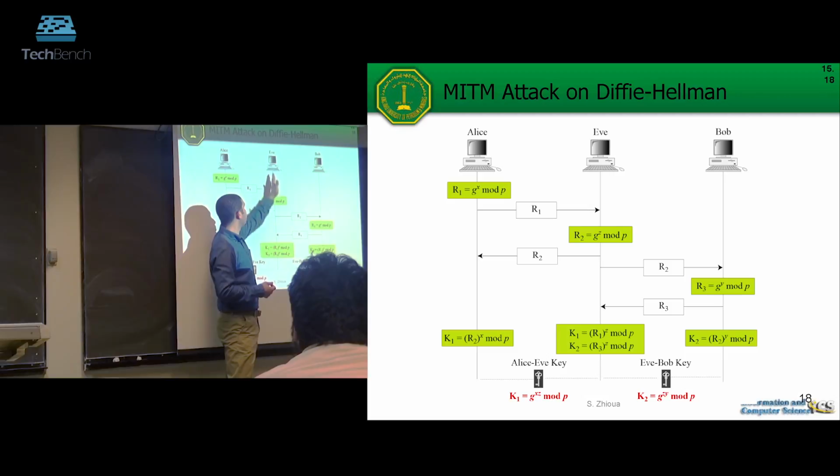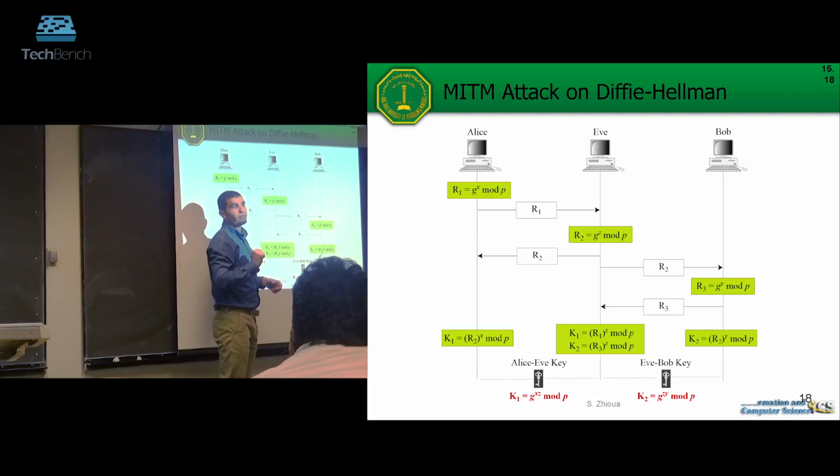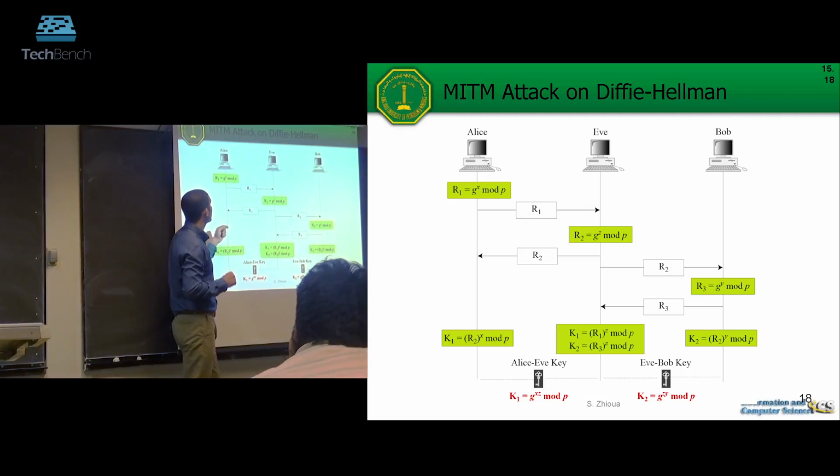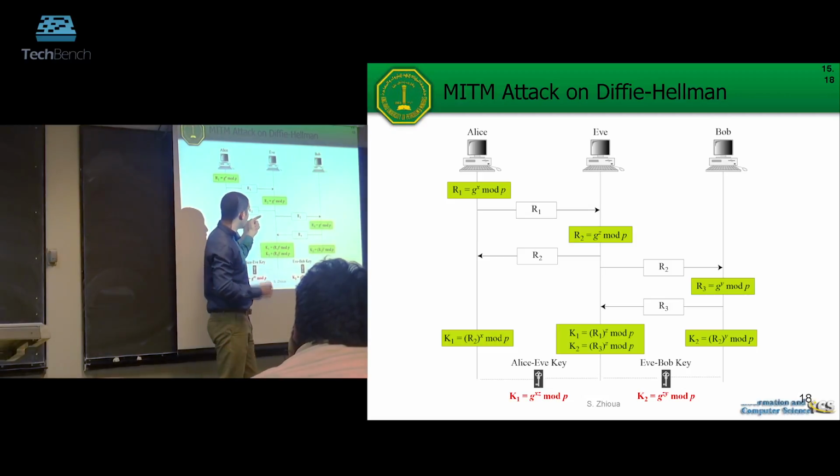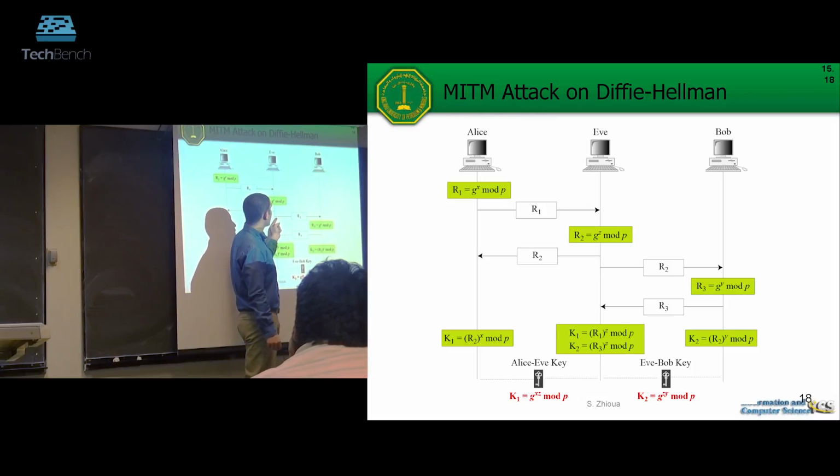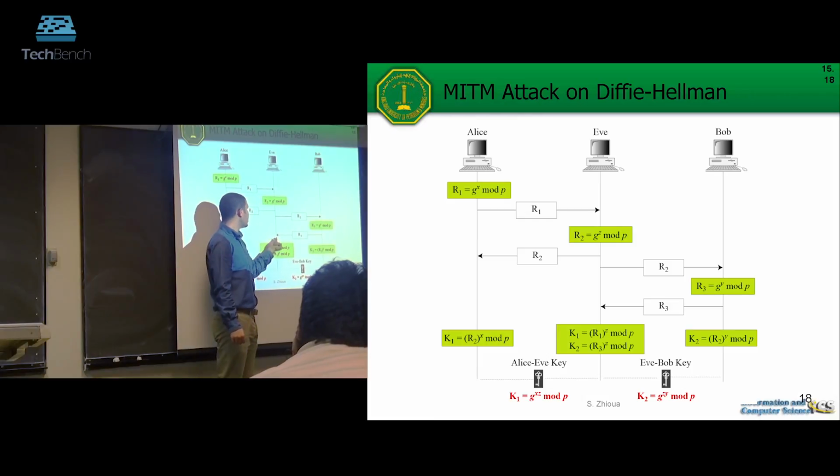So he places himself in the middle, and when Alice sends R1, Eve gets that value R1 and completes the exchange with Alice, meaning she will have a secret key between Alice and Eve. Alice will think this is the secret key with Bob. Now the same thing: Eve establishes another Diffie-Hellman key sharing with Bob. She does the same process and gets another key for the communication between Eve and Bob.